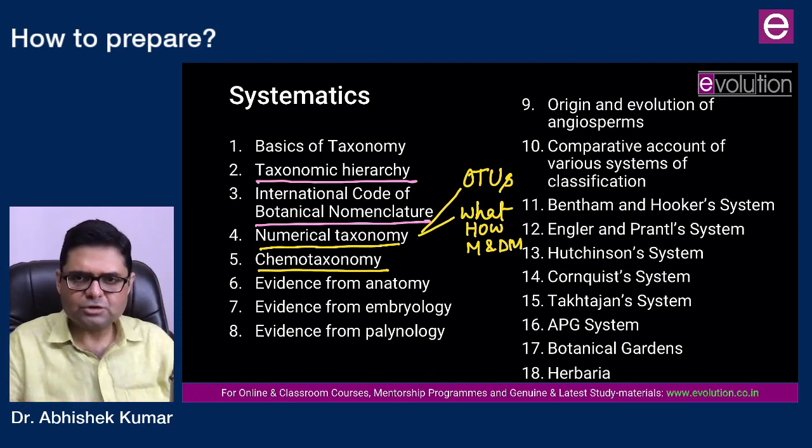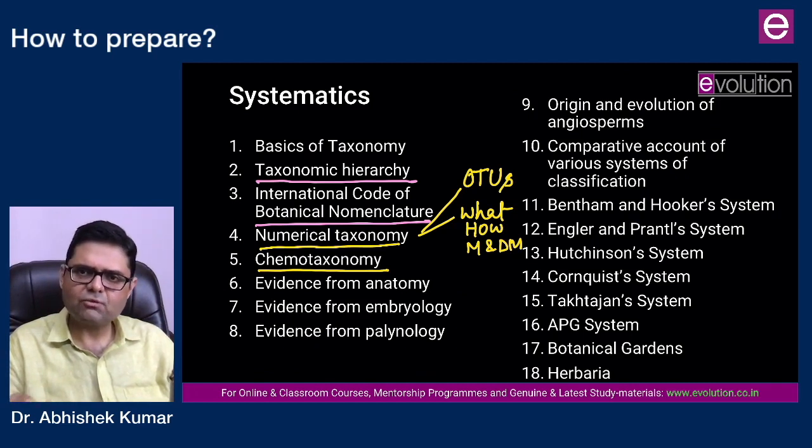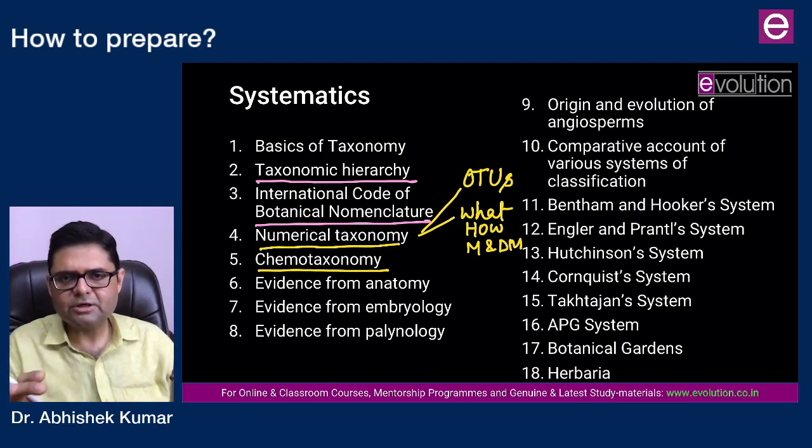Origin and evolution of angiosperms should be prepared as a general short note. Earlier there was a tendency to ask questions from inside the topic: give an account of this theory, give an account of that theory, but now that trend has been discarded. So it will be nice if you just prepare a gist of all the major theories and finally give some extra weightage to the presently accepted theory and why it is the presently accepted theory.